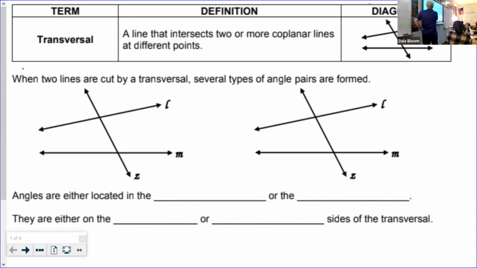So if I say, I should probably number them. Let's number them. You guys see where two lines intersect? There's four angles that are created. Now I'm going to start and count this from 5, 6, 7, 8.